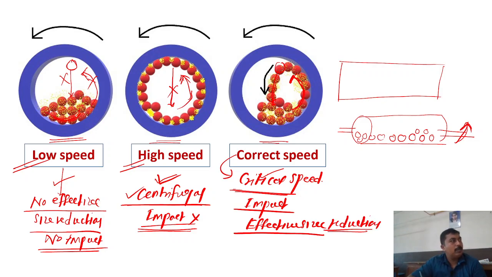Sometimes a question is asked in MCQ type questions: this speed is also known as critical speed. So the correct speed of rotation of the drum is very much essential. What will happen at low speed, what will happen at high speed, that we have already discussed. So that's why correct speed is very much important.